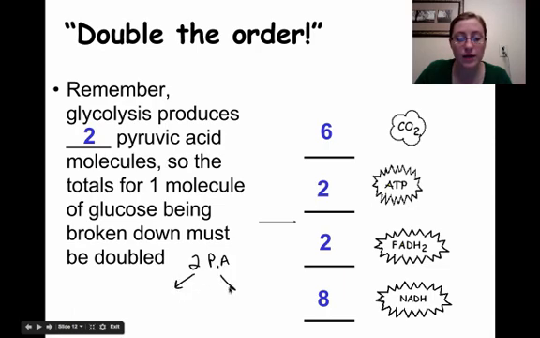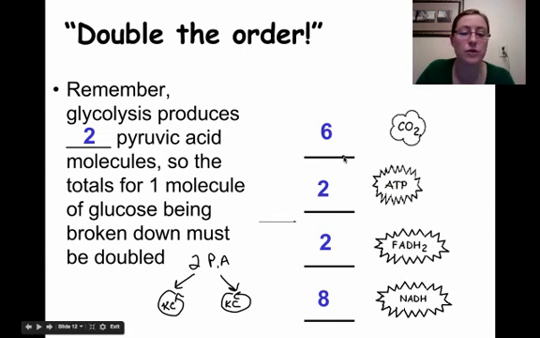And we're going to have one go this way and one go this way, and it's going to go through the Krebs cycle once over here, and it's going to go through the Krebs cycle over here. So we have to double the order because there are 2 pyruvic acid molecules. So these are now our totals. These are the numbers I want you to remember.